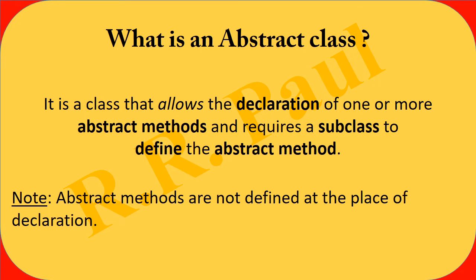First, let us know what is an abstract class. Well, it is a class that allows the declaration of one or more abstract methods and requires a subclass to define the abstract method. Obviously, when the methods are not defined, they are just declared, so there has to be a place where those functions or the methods can be defined. Remember, abstract methods are not defined at the place of their declaration. They are defined in the subclass.